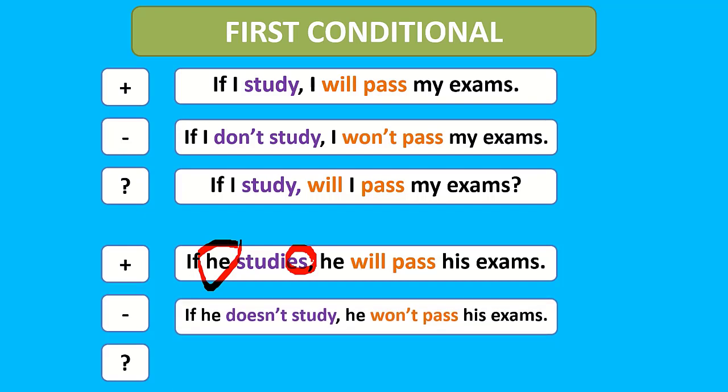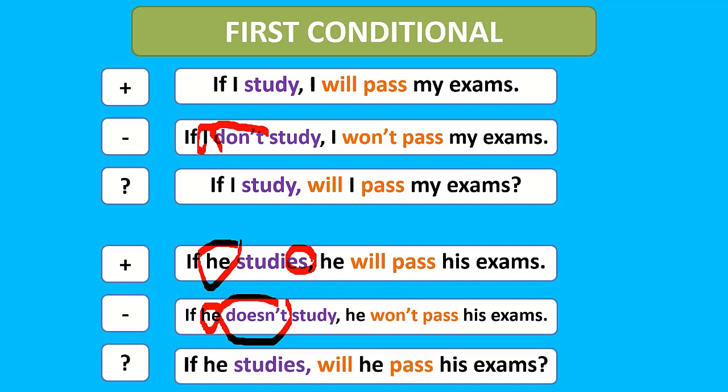And in negative, doesn't. Here we used don't because we have I, but down here we used doesn't because the subject is he. With he, she, it, you use doesn't, but with I, we, they, you use don't. He won't pass his exams, and in the question form, if he studies, will he pass his exams?